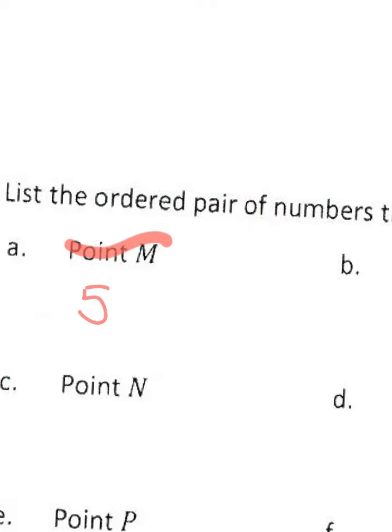I write 5 first because it's on the X-axis, and then I write 7 because I'm going to go 7 units up along the Y-axis. And don't forget to put the parentheses. And that's all you have to do for number 2, and do the rest for all the letters.